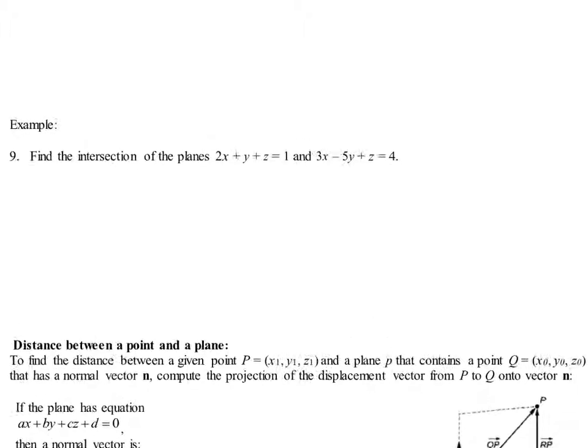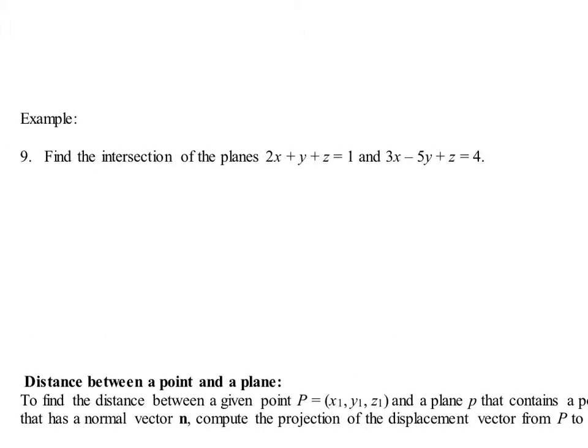Let us write a coefficient matrix 2, 1, 1, 1, 3, negative 5, 1, 4. And we're going to row reduce that, put that in reduced row echelon form, RREF.